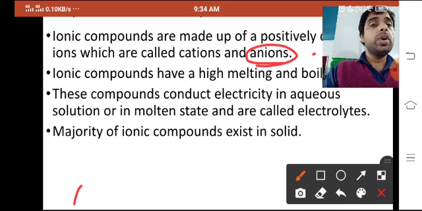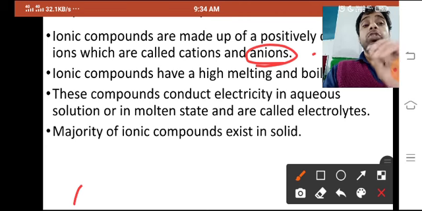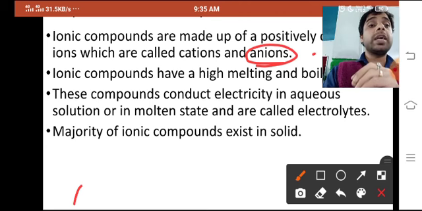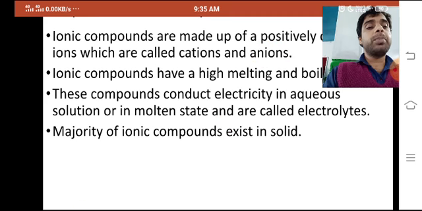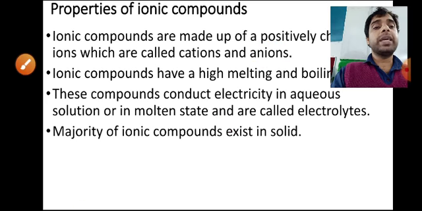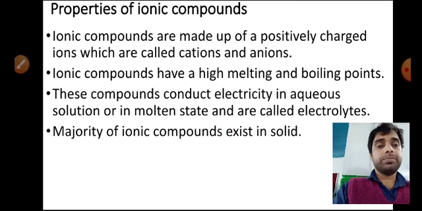The majority of ionic compounds exist in the solid state. Yes, it is very true that ionic compounds exist in the solid state, but when you put them into aqueous solution or heat them, they can convert from solid to liquid and then to vapour. So you need to think about all the properties of ionic compounds, you can read them and you will understand easily. Thank you.